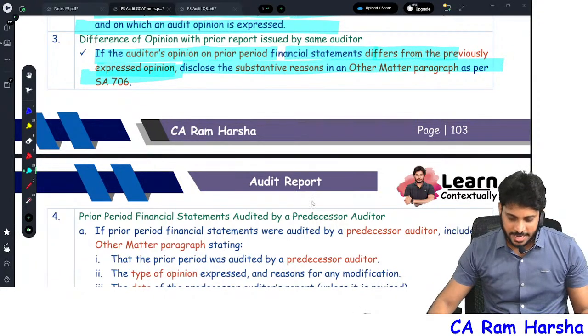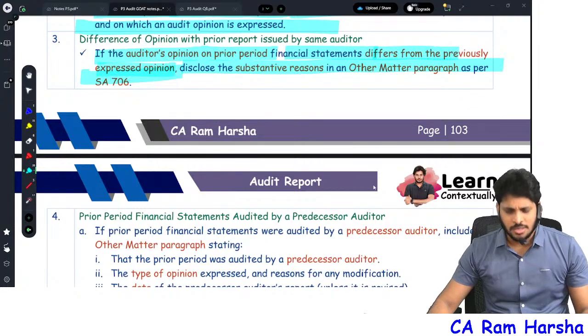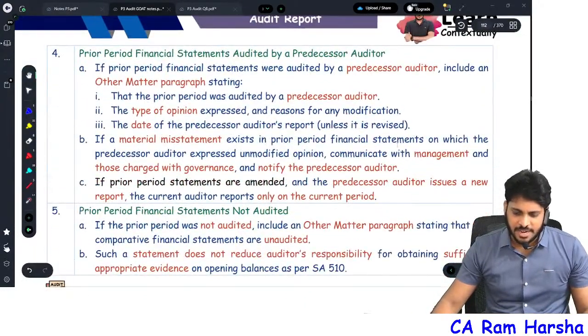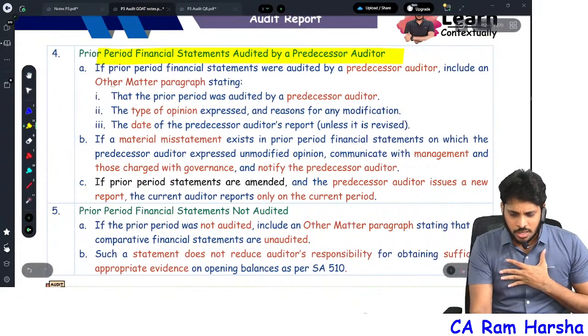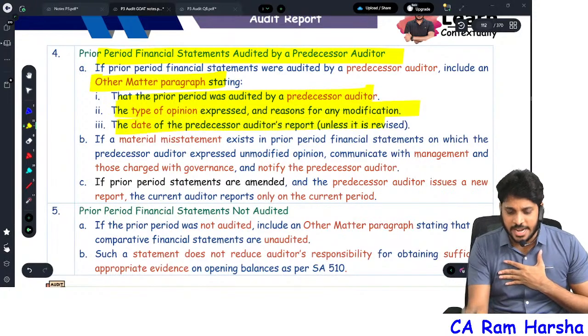Simple. Next, prior period financial statements were audited by a predecessor auditor. This is a small, simple disclosure requirement. Same disclosure in the other matter paragraph: state that they were audited by the predecessor auditor, the type of opinion, and the date.